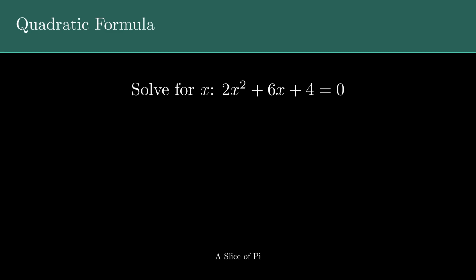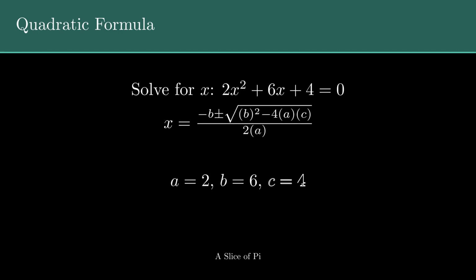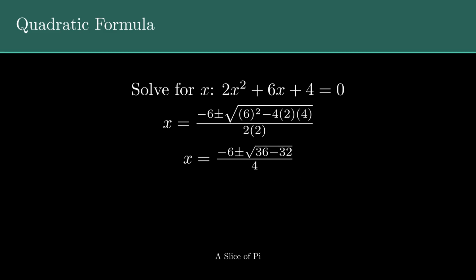Let us now slice into it and use the quadratic formula to solve 2x squared plus 6x plus 4 equals 0. It is very important to note the values of a, b, and c. a refers to the number beside x squared, b refers to the number beside x, and c refers to the constant in the equation. Let us now replace a, b, and c with 2, 6, and 4 respectively. Then, we simplify.